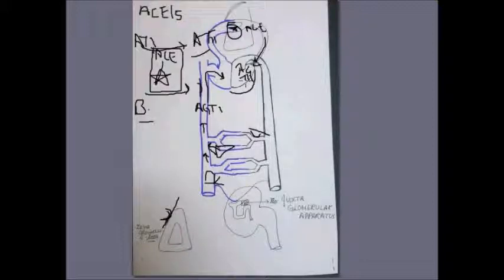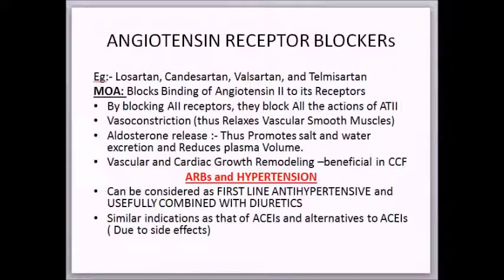So even if angiotensin 2 level in the body is increased, it cannot work upon the receptors because the receptors are blocked. And one of the advantages of these drugs is it does not produce bradykinin, so there is no persistent dry cough basically. The mechanism of action is that it blocks binding of angiotensin 2 to its receptor. By blocking angiotensin 2 receptor, they block all the actions of AT2, angiotensin 2.